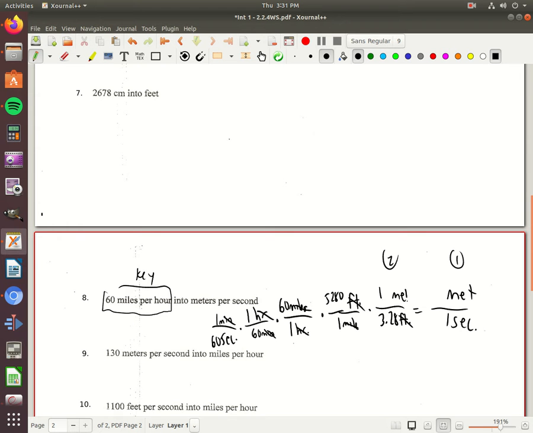And look what I have on top. I have only meters on top, which is what I wanted. And look what I have on bottom. I have only seconds on bottom, which is what I wanted. So it's all about the setup. And again, it becomes like dominoes.